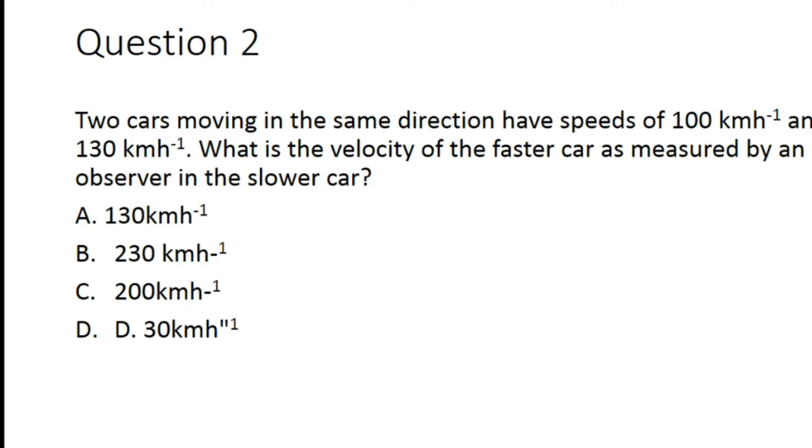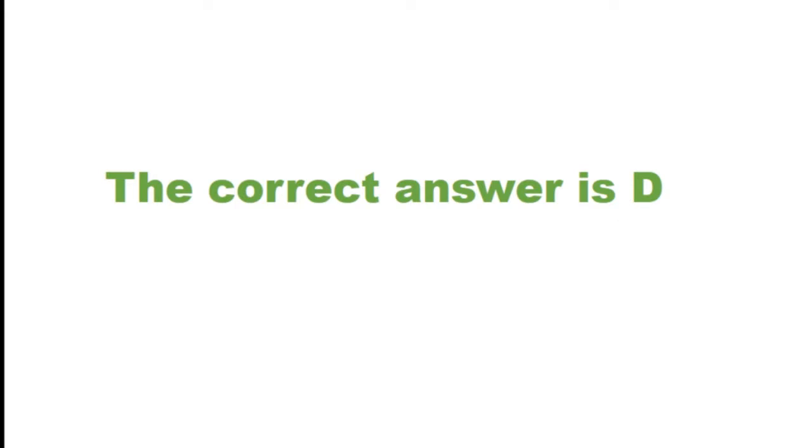Question 2. Two cars moving in the same direction have speed of 100 km per hour and 130 km per hour. What is the velocity of the faster car as measured by an observer in the slower car? The correct option to this is option D. 30 km per hour is the correct option.